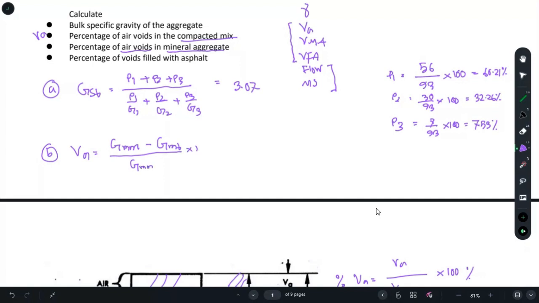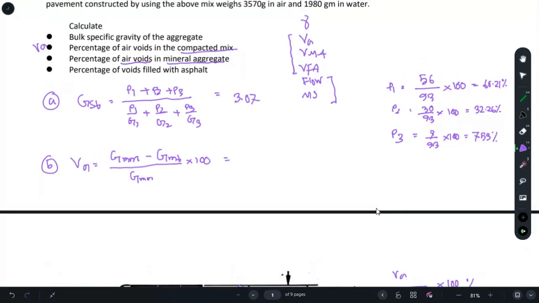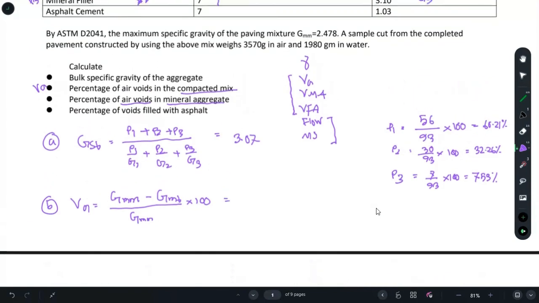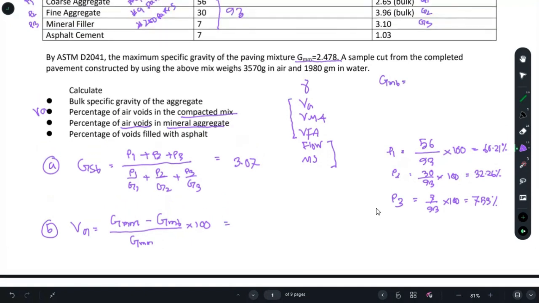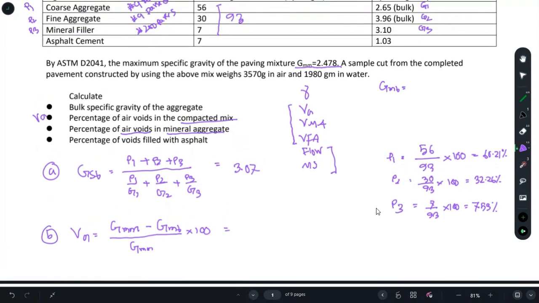From a specific gravity, you can find that out. GMM is given. GMM is the maximum specific gravity of paving mixture, and it is 2.478. But the thing is, what is GMB? GMB is pretty simple. That is the specific gravity of your specimen. It's not the specific gravity of your aggregates. It's your specimen when you have already added asphalt in your mixture.